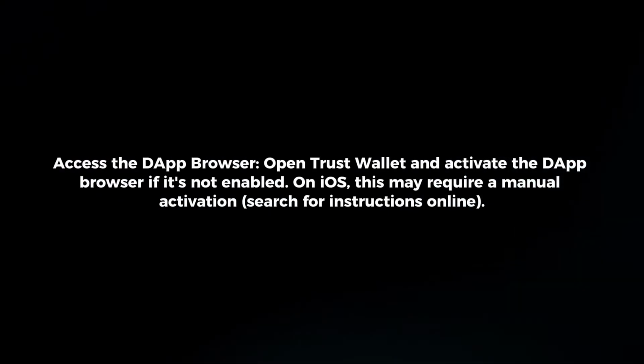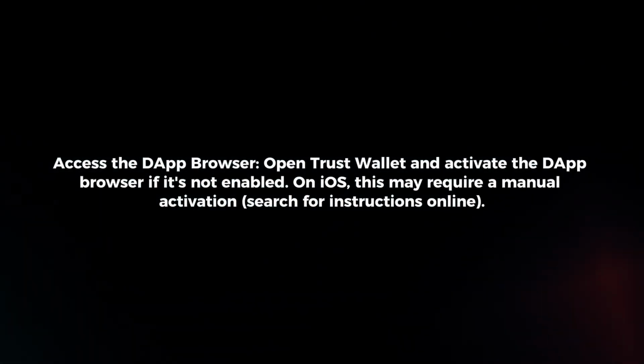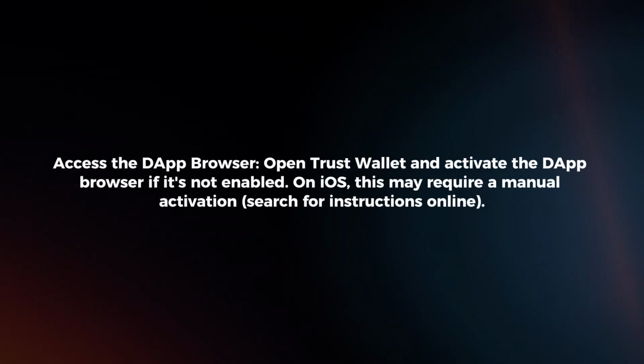Access the DAPP browser. Open Trust Wallet and activate the DAPP browser if it's not enabled. On iOS, this may require a manual activation.